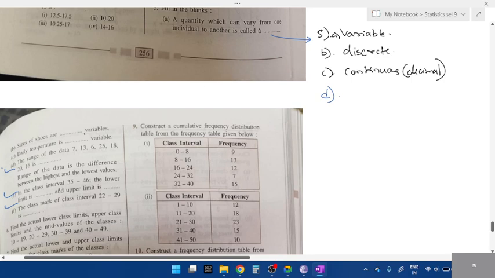Try to answer it. If you're directly copying, what's the point of joining tuition? Even without joining, you can copy from the back answers. Complete that. Try the seventh one. Send it to me and attend tomorrow. All of you can leave.